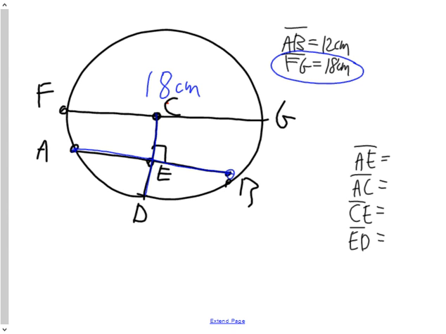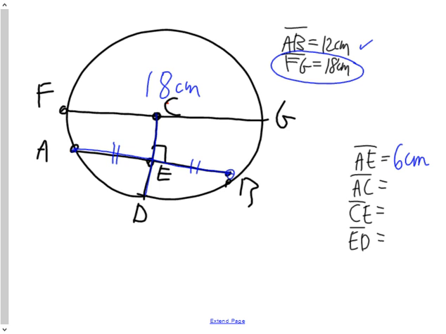So when that happens, the first thing you should do if you have this as a test question is do this. You know that when a radius cuts a chord perpendicularly, it cuts the chord into two equal halves. And since I know that AB was 12, then I know that AE is going to be half of that, which is 6 centimeters, because AE is half of the chord AB.